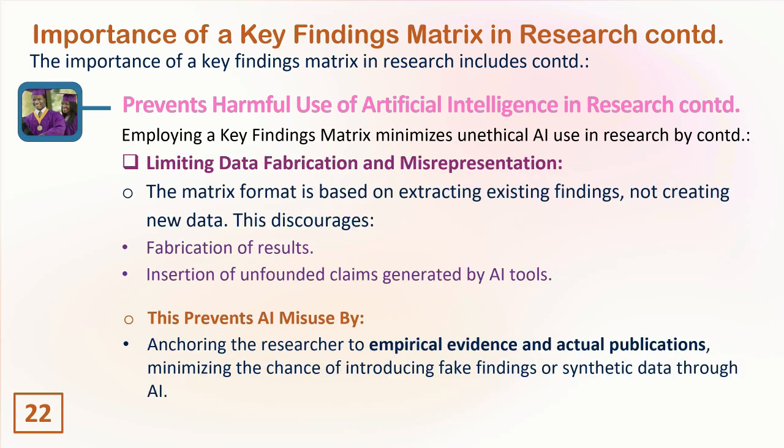A key findings matrix also minimizes unethical AI use in research by limiting data fabrication and misrepresentation. The matrix format is based on extracting existing findings, not creating new data. This discourages fabrication of results and insertion of unfounded claims generated by AI tools. This prevents AI misuse by anchoring the researcher to empirical evidence and actual publications, thus minimizing the chance of introducing fake findings or synthetic data through AI.